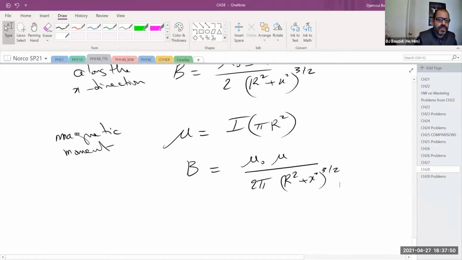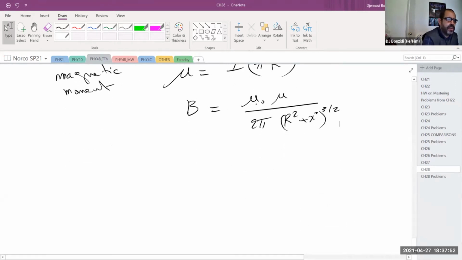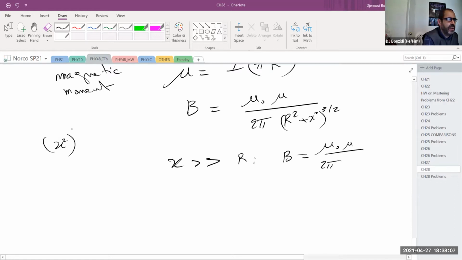Anyway, we can take the dipole approximation. If you remember the dipole approximation, we go for distances that are super large compared to r. If we do that, the magnetic field will drop like the distance, because this one will be negligible, so it's going to be 0. So you'll be left with an x squared to the power 3/2, and that is x cubed. Similar to the electrical dipole, this drops like 1 over distance cubed too.